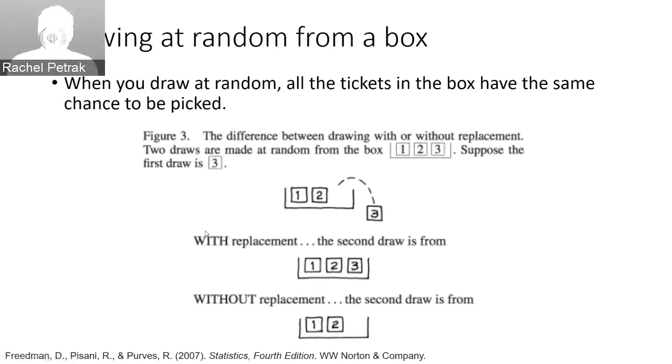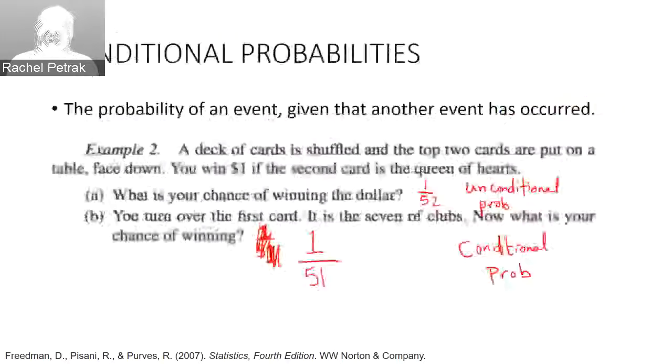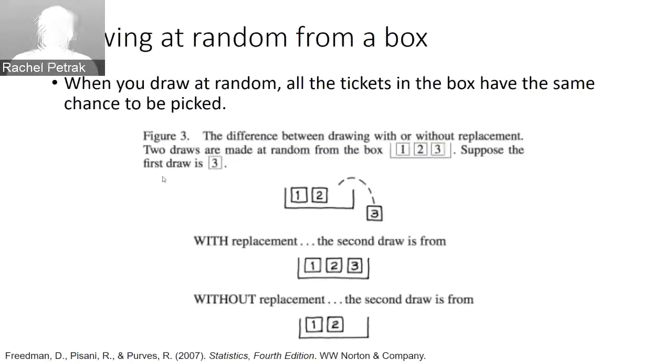A number of your examples in the book discuss drawing at random from a box. The key points here are that you can draw at random with replacement. So when we remove the 3, we replace it, or we can draw from the box without replacement. And in that case, our second draw has a smaller number of possible outcomes.